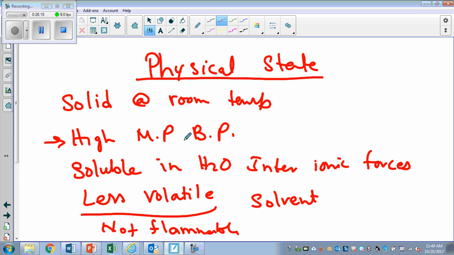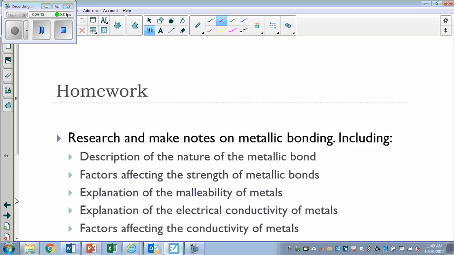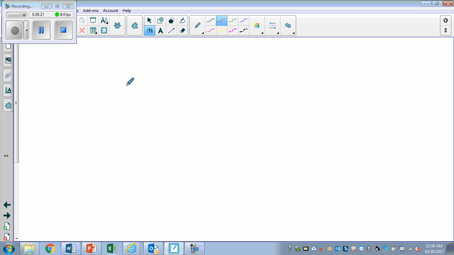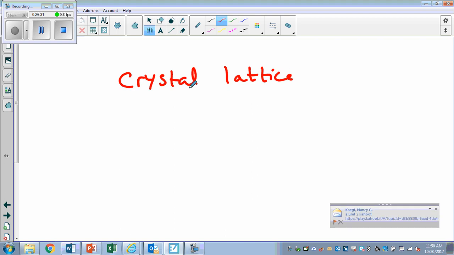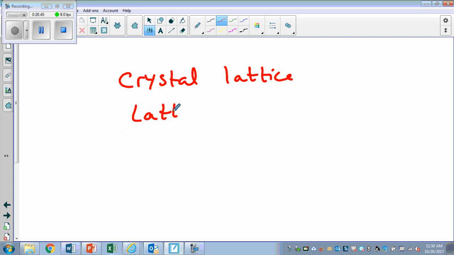Now let's talk about why they have high melting and boiling points. Ionic compounds have a very strong crystal lattice structure. Crystal lattice structure means ions are arranged with other ions. Each ion is holding some other ion, so they are held together in a regular arrangement. That regular arrangement is called a lattice.